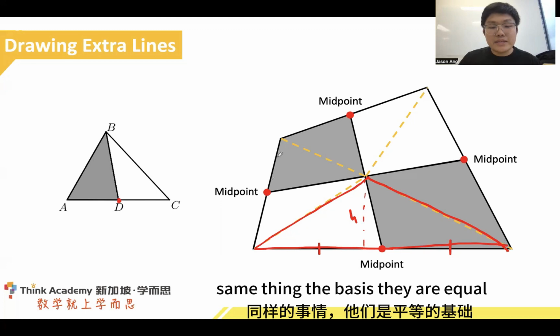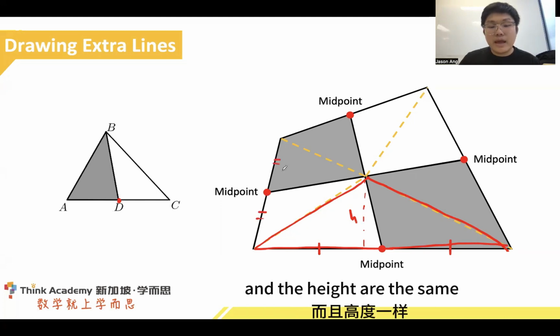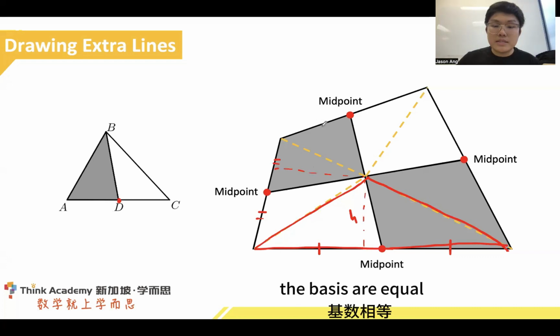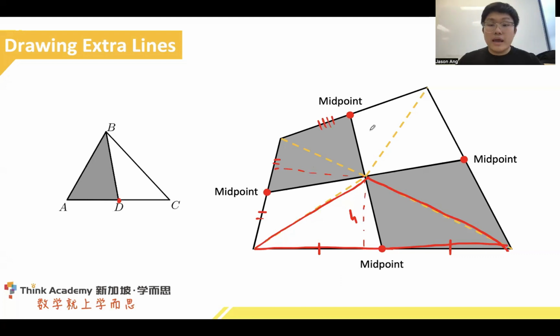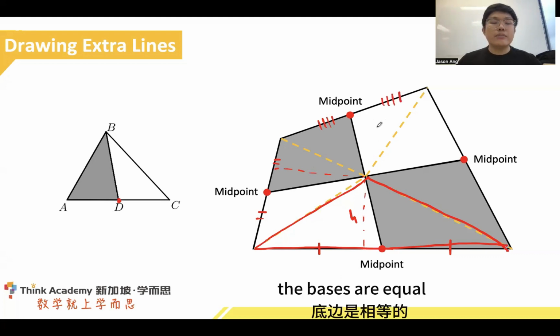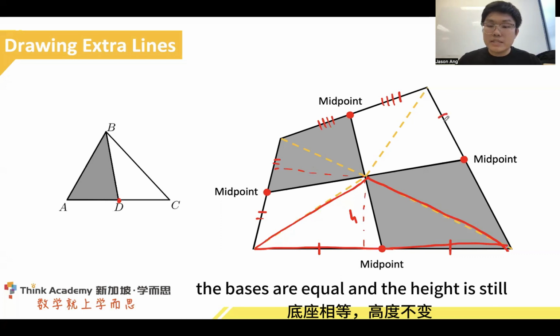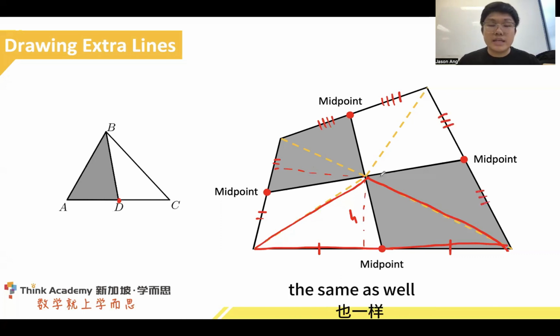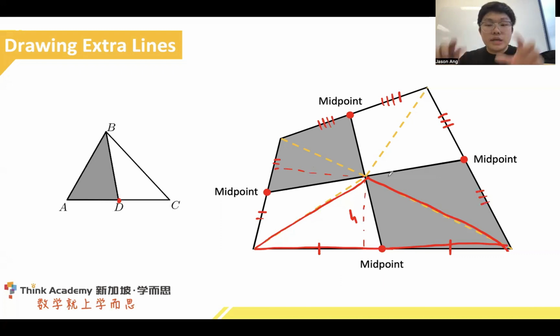Same thing. The bases are equal, and the heights are the same as well. The bases are equal, and the height is still the same as well. So that's why each of these bigger pieces of the triangles is cut into two equal sections. One is shaded, and one isn't. So from there, you should be able to see that this entire figure, only half of it is shaded. It's again another half model for you.